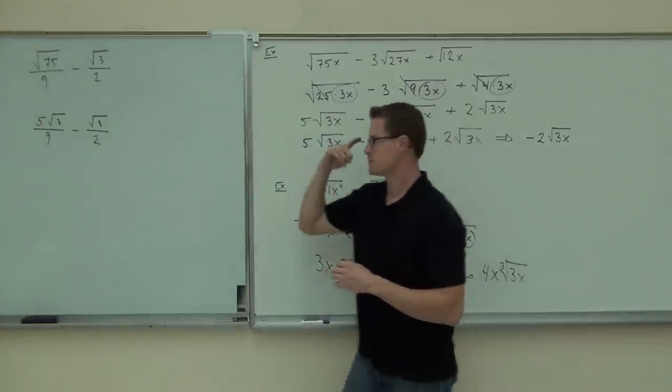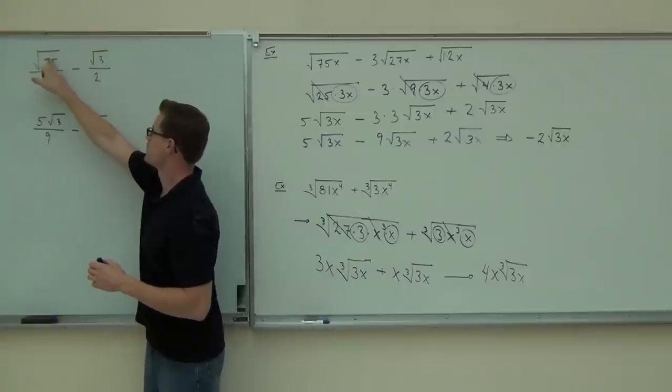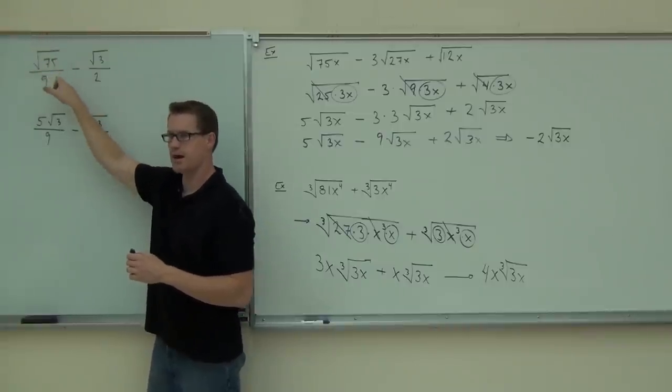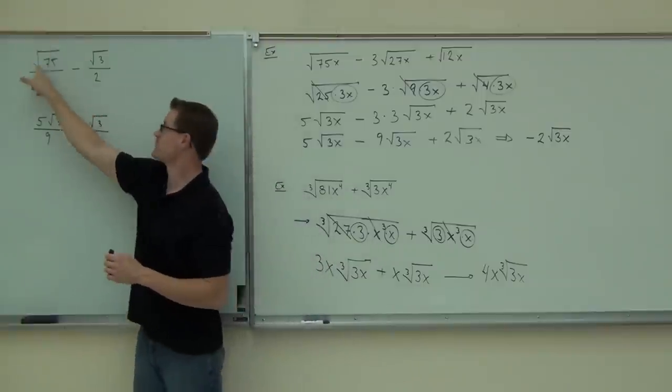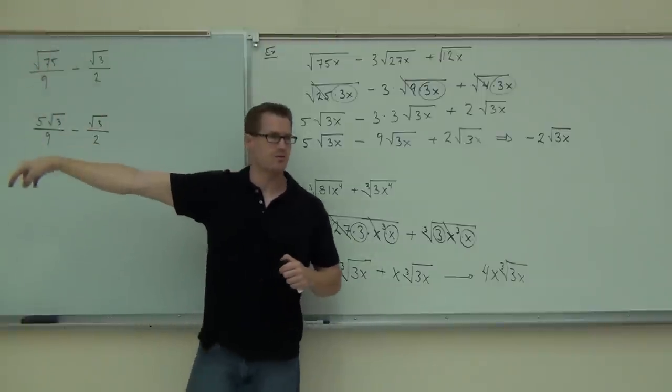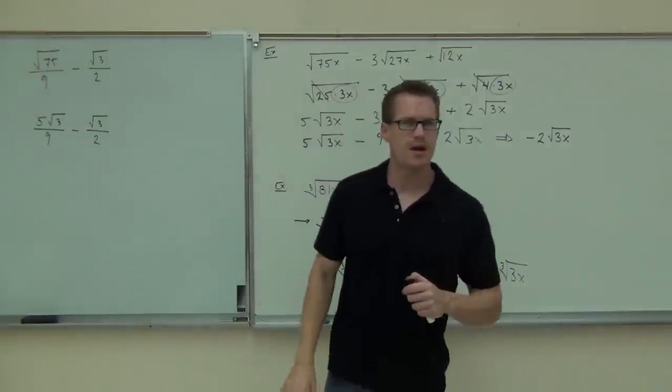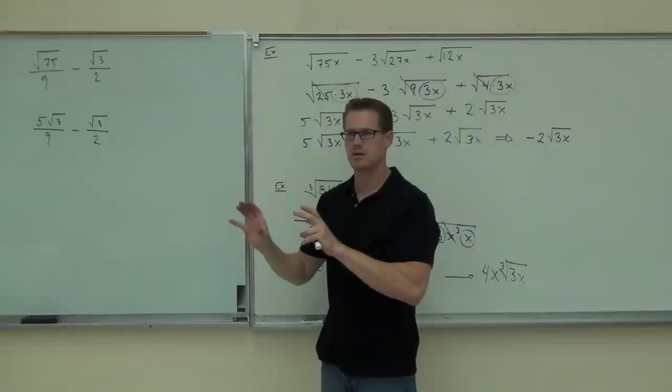(5√3/9) - (√3/2). If you're not getting how I'm getting 5 root 3, this is the 25 times 3. We take the square root of 25, that gives you the 5, and then we have the root 3. We've done that a couple times. Make sure we can get 5 root 3 out of that. Am I okay to add or subtract these now?